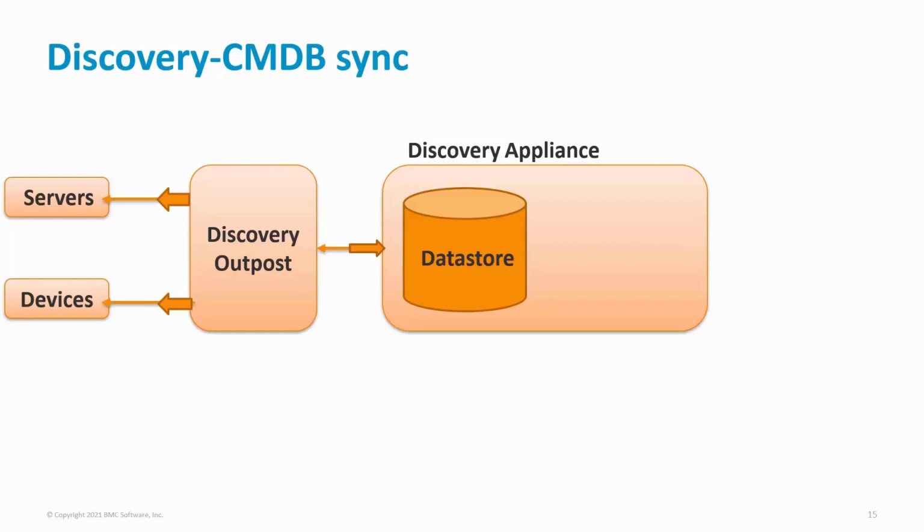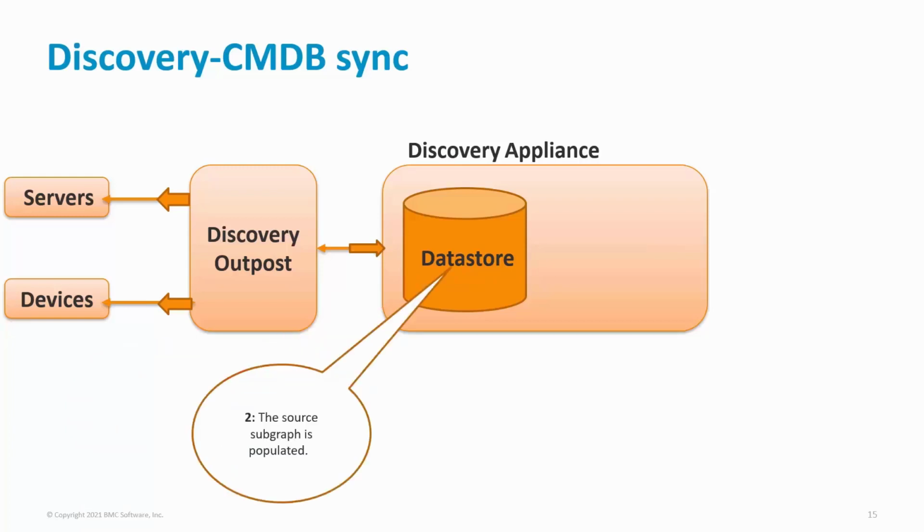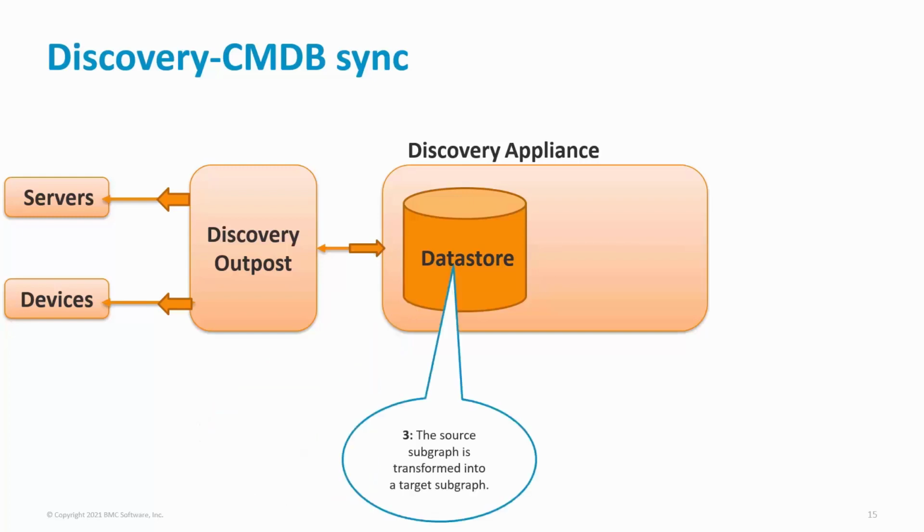Discovery CMDB sync happens in 5 stages. Let's have a look at each stage. In stage 1, a root node is chosen for synchronization. The root node kinds are host, network devices, printer, SNMP managed devices, storage system, cloud services, etc. In stage 2, for each root node, a source subgraph is populated by retrieving all the relevant data from the Discovery Datastore. In stage 3, the source subgraph is transformed into a target subgraph centered around the target CI.